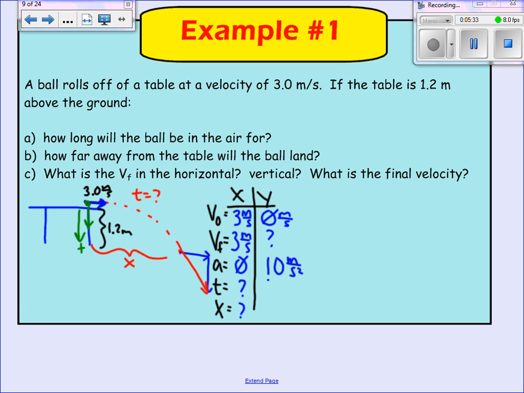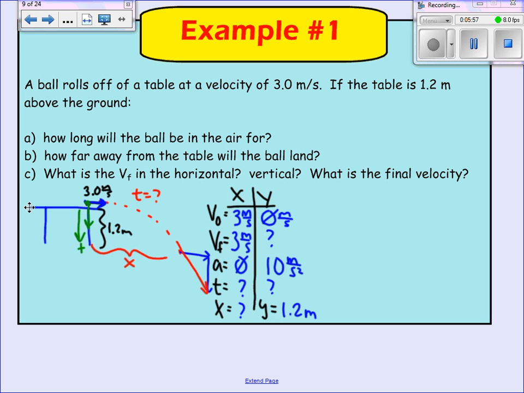Time, we do not know. Time is the only variable in the x and the y column that is going to be the same. And then finally, what is our y displacement? How far does it go in the y? Well, we know the table is 1.2 meters high, and so it's 1.2 meters displacement. Now that we have it all analyzed, let's go ahead and solve the problems A, B, and C.